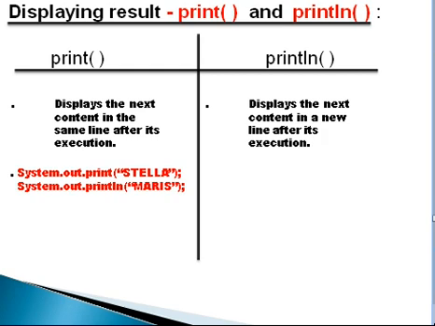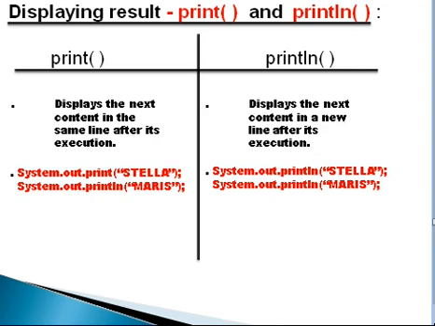Now let us take an example. We have a code wherein I have used System.out.print Stella, then System.out.println Maris. Now if you see, I have used print. Like I said, after the last display there will be no change of line. So what you observe, Stella Maris should come in the same line, whereas in the case of println I have taken the same example. I have used println in the first statement. So what will happen, Stella and Maris should come in two different lines.